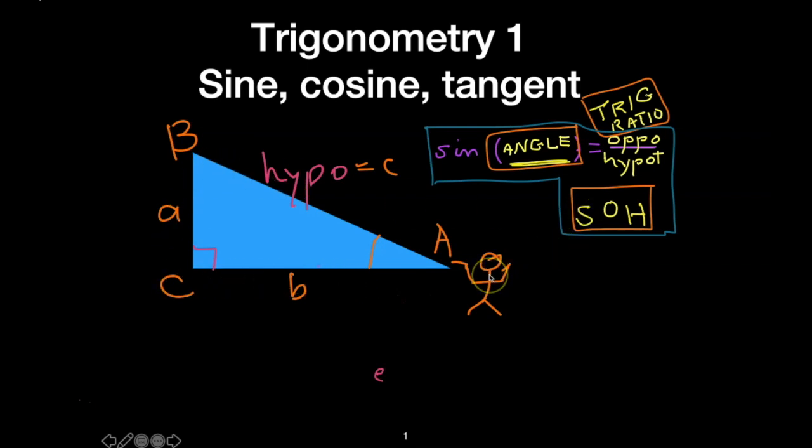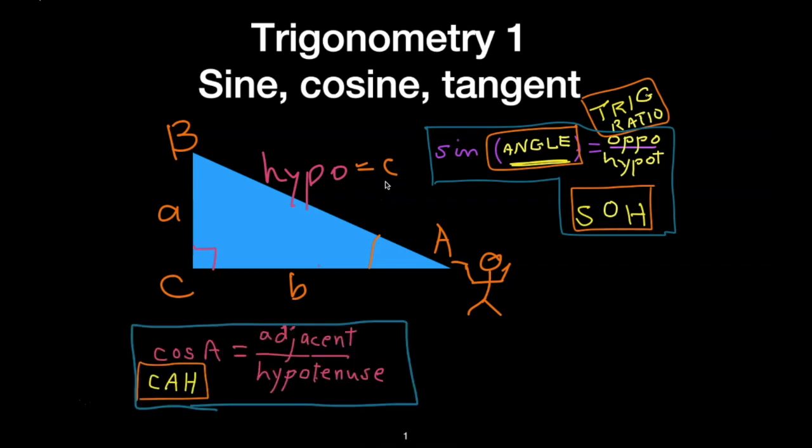There's a little stick guy down here also, and his purpose is to show the angle that is being concentrated on. The side opposite and the side adjacent change when you change to another angle, say up here at B. So when I say opposite over hypotenuse, from A, opposite is little a, hypotenuse is little c. Cosine. Cosine of an angle is equal to the adjacent side of that angle over the hypotenuse of that angle. That is CAH.